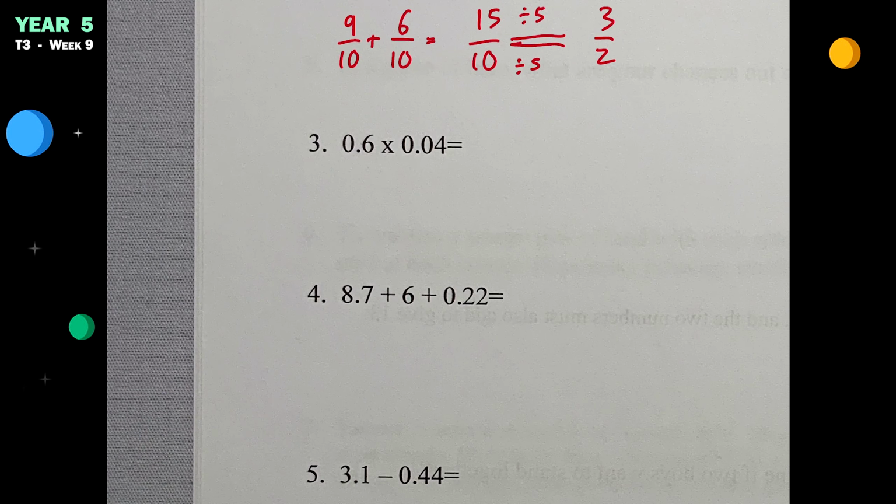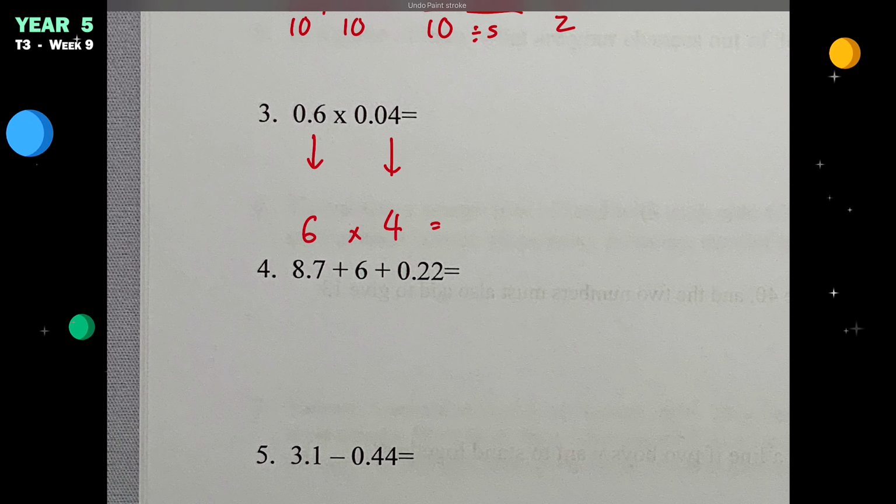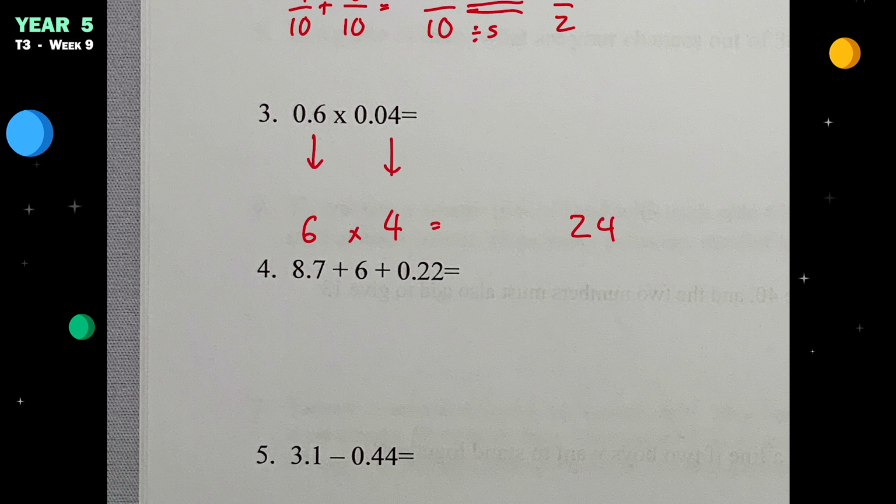Next one, we want to multiply decimals. I want this one to be 6, this one to be a 4. We want to multiply whole numbers. I don't like decimals. And then we get 24. Now, I'll put the 24 a bit further away. Okay, where's the decimal place? Decimal place is at the end of the number.